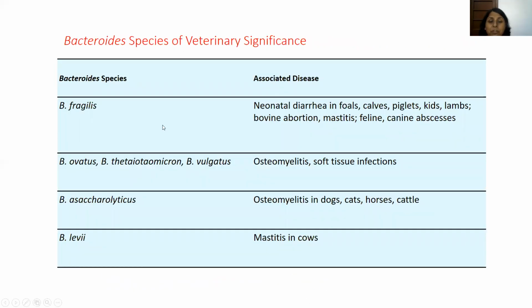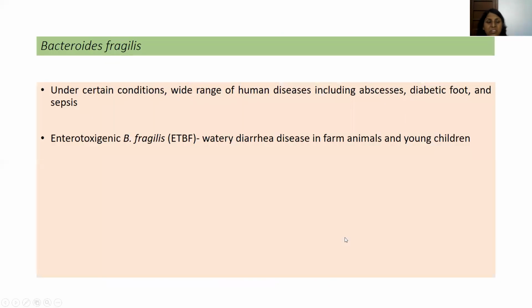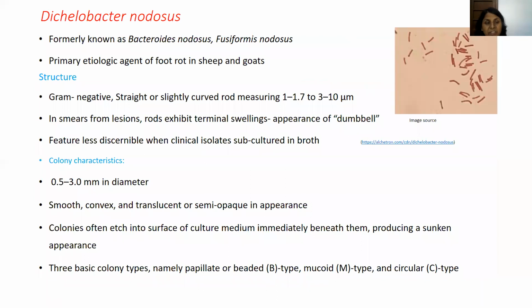These are also associated with some important diseases like neonatal diarrhea in foals, calves, piglets, osteomyelitis in dogs, cats, horses, and also mastitis in cows. These cause a wide range of human diseases, including abscess, diabetic foot, and sepsis. And enterotoxigenic Bacteroides fragilis is responsible for watery diarrhea in farm animals and in young children.